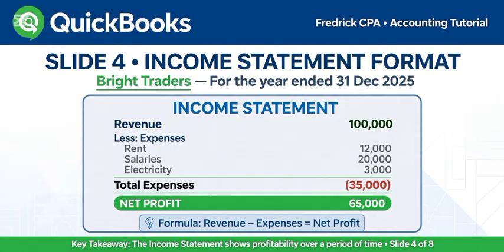Slide 4. Income statement format. Example, Bright Traders. For year ended December 31st, 2025. Revenue, $100,000. Expenses, rent $12,000, salaries $20,000, electricity $3,000, total expenses $35,000, net profit $65,000. This profit goes to the balance sheet.